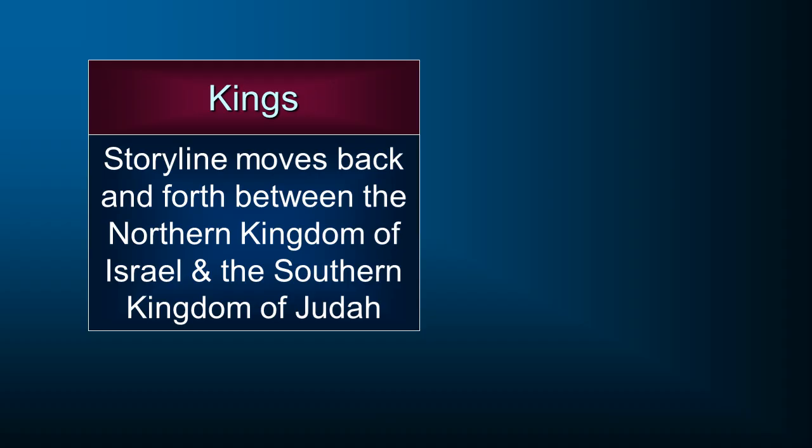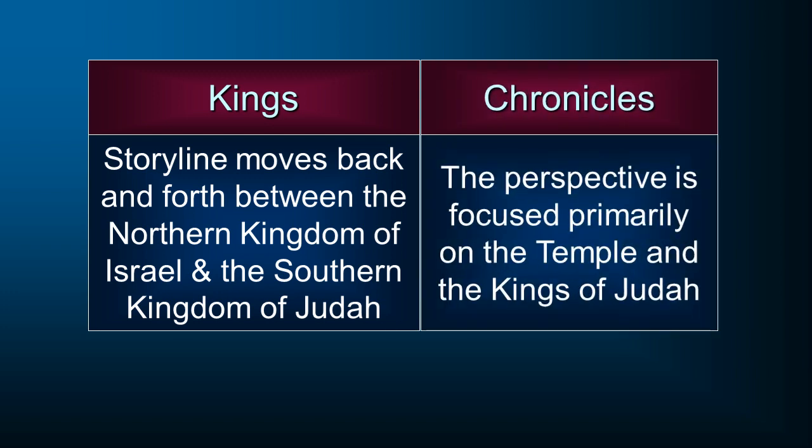Now, we're not going to see that here in this lecture today because we're not yet into Second Chronicles. But once you get into Second Chronicles, the storyline is going to go back and forth between the northern and southern kingdom of Judah. That's in Kings. Chronicles, even though it's covering the same period, you don't have that because the perspective is primarily on the temple and on the kings of Judah. You only deal with the kings of Israel when they're down in the territory of Judah, when they're dealing with the kings of Judah. Other than that, they're absent from the story.